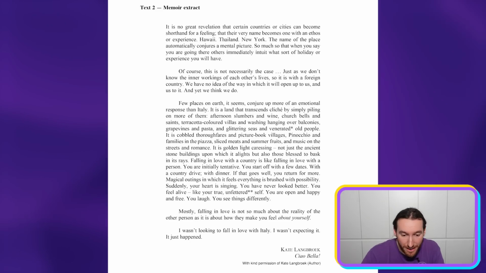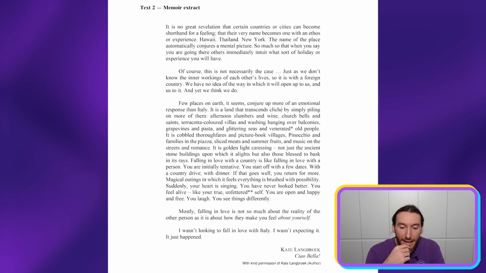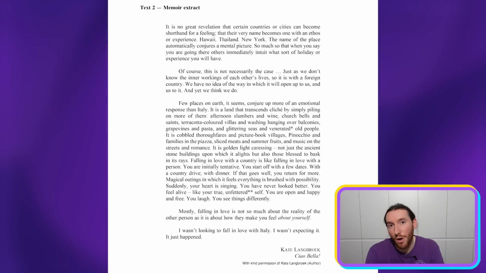All right, so let's get into our answer. We're looking for things that relate to an emotional impact, anything about emotional impacts and new places. It's a memoir extract, non-fiction, speakers talking about their own view on this, Kate Langbroek. So she is explaining how different places have different feelings associated, which makes sense. Hawaii, Thailand, New York, the name of the place conjures a mental picture. Yes, if you think about Hawaii, you think about having a pina colada, or maybe not pina colada, you think about having coconuts and beach and surfing. All of these things come to mind, and that can create a feeling that's associated with that.